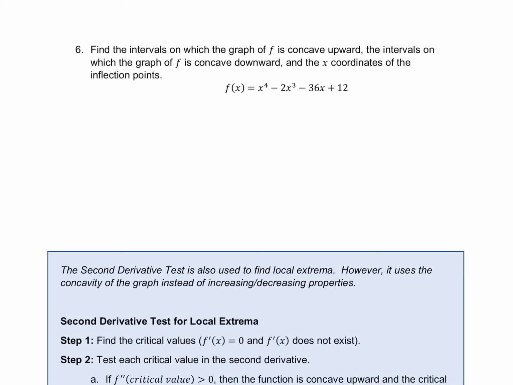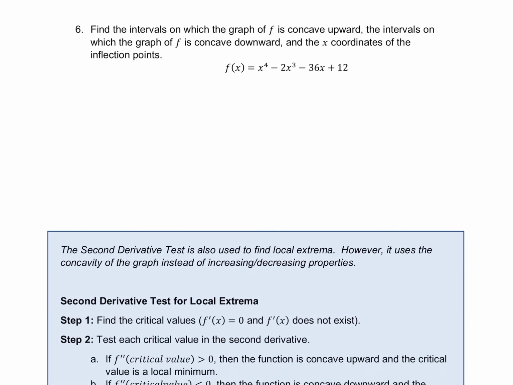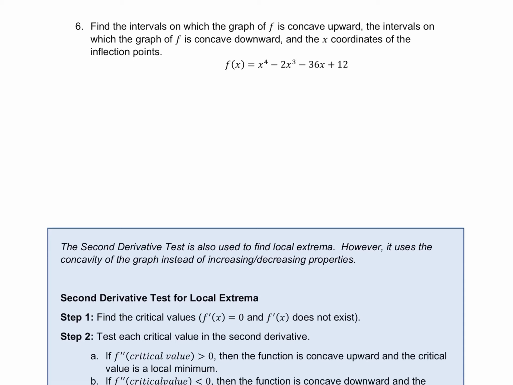Now, in problem 6, we're looking for the same sort of information. We want to know when this function f is concave up, when it's concave down, and where the inflection points are. But in this case, they haven't given us a graph. So if you don't have access to a graph, we have to find this information algebraically. And we can do this in a similar way to what we did with the first derivative test.